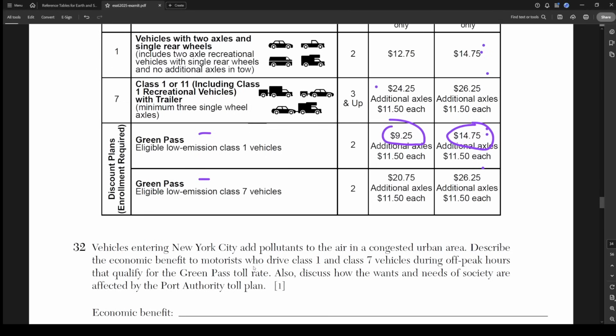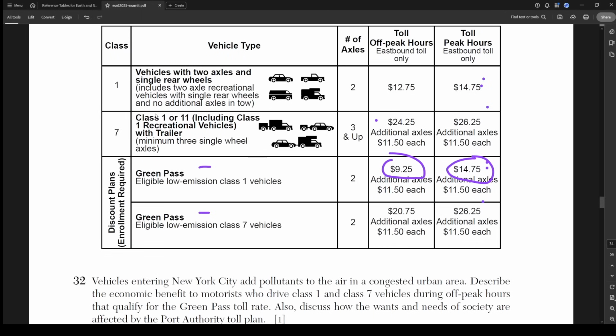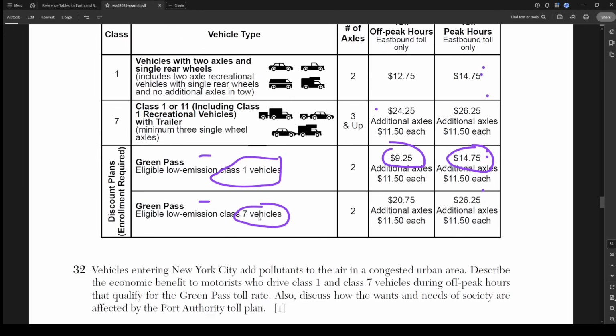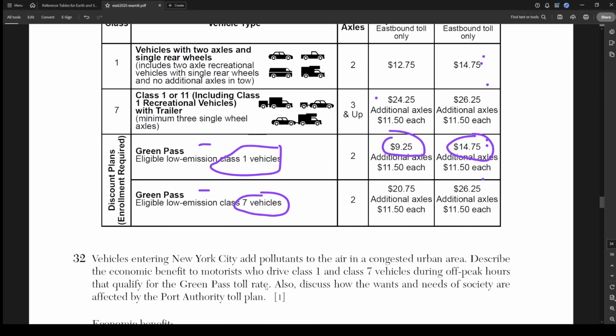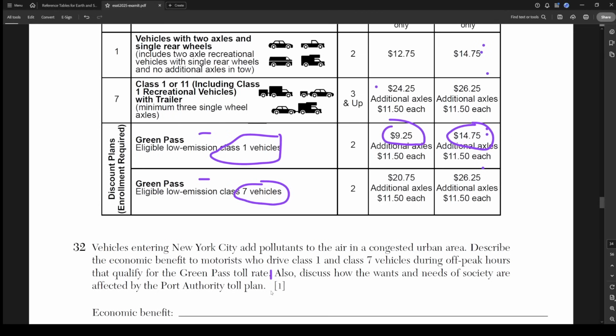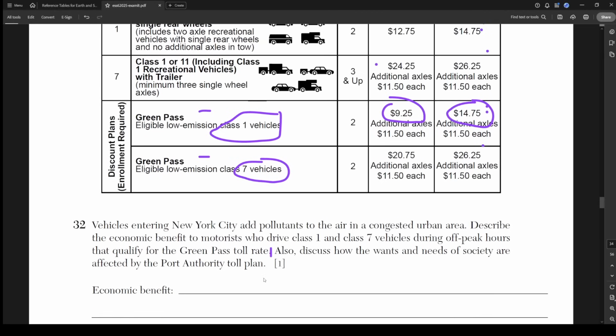Vehicles entering New York City add pollutants to the air in a congested urban area. Describe the economic benefits to motorists who drive Class 1 and Class 7 vehicles. See, this is Class 1 and Class 7, during off-peak hours that qualify for the Green Pass toll rate. So let's start with that part. Economic benefit. This is so easy. Less pollution. Done. Oh, wait. That's environmental. That's not going to work. Economic benefit. Less money.